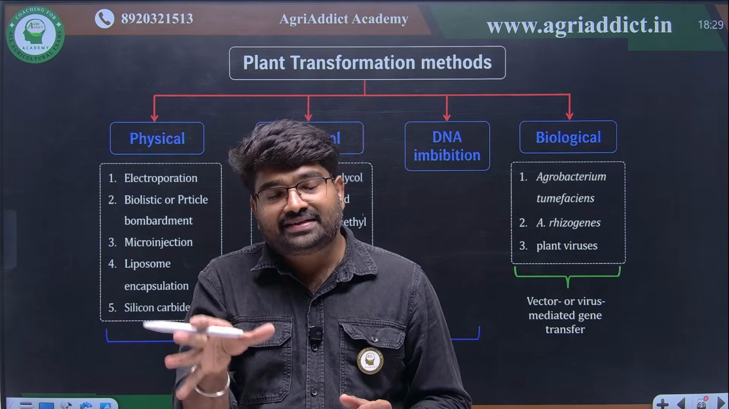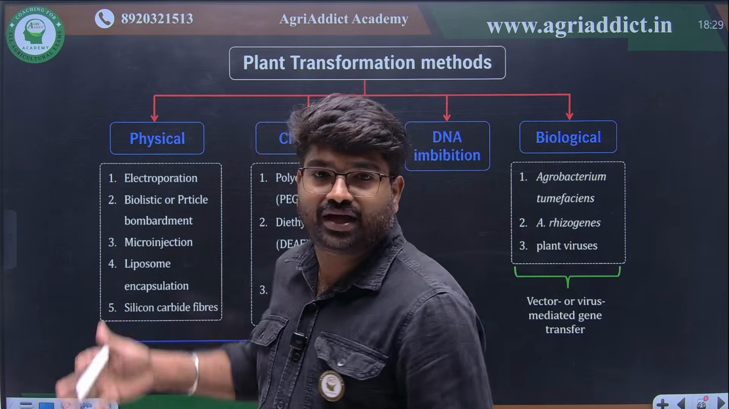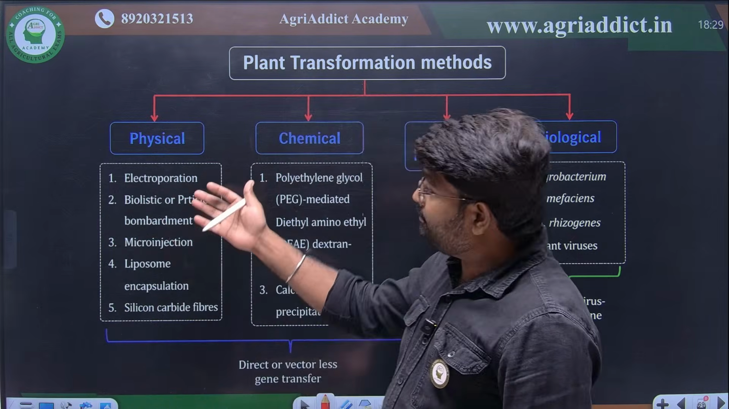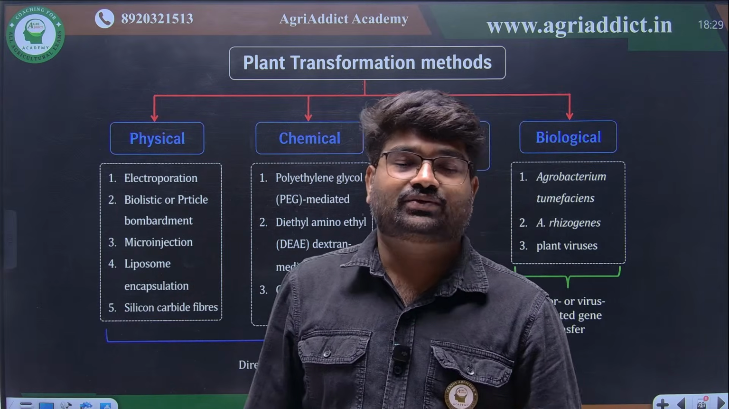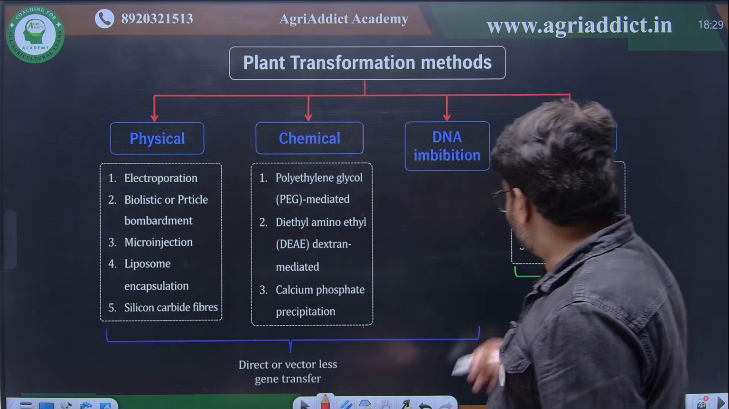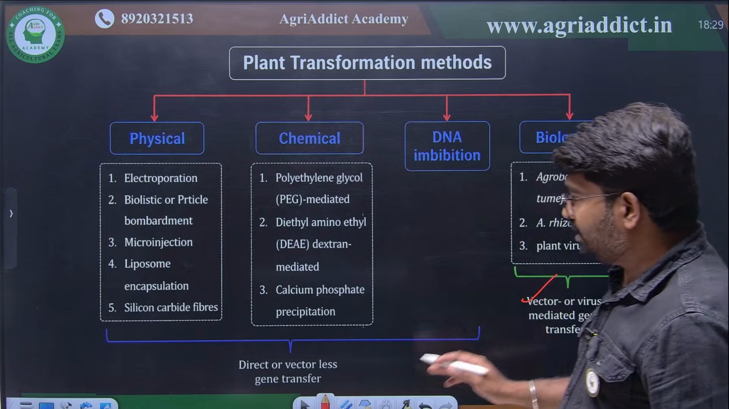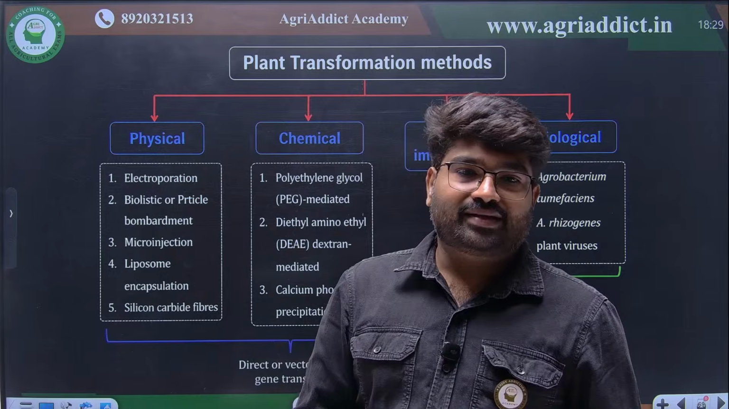So how are we inserting that external gene into the plant? That is transformation, how we are transforming the genes. Different techniques are there. We can broadly say vector mediated gene transfer and vectorless gene transfer. Vector mediated gene transfer can also be called the indirect method of gene transfer.